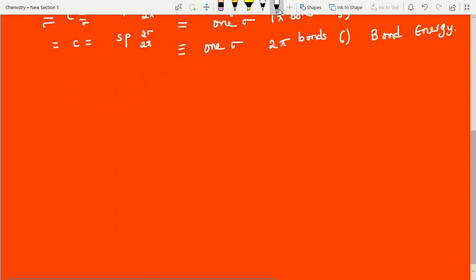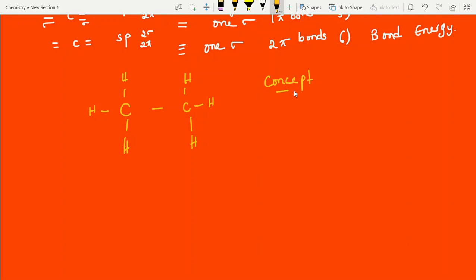Ethane molecule, how many hybrid orbitals are they asking? In ethane molecule, we have 2 carbons. Each carbon undergoes sp3 hybridization. See, look into this, students. Yes, both the sides single bond. Actually, what is the concept here, students? Come back to the concept. Carbon, it is undergoing sp3 hybridization.